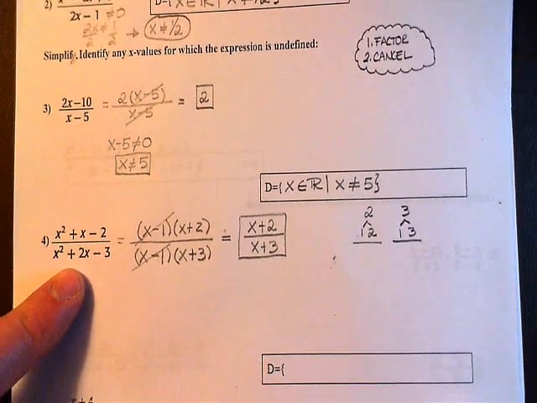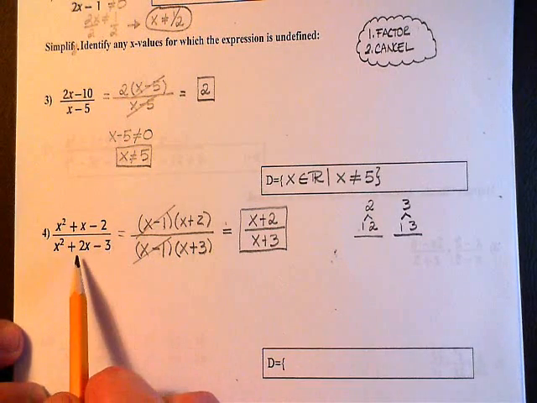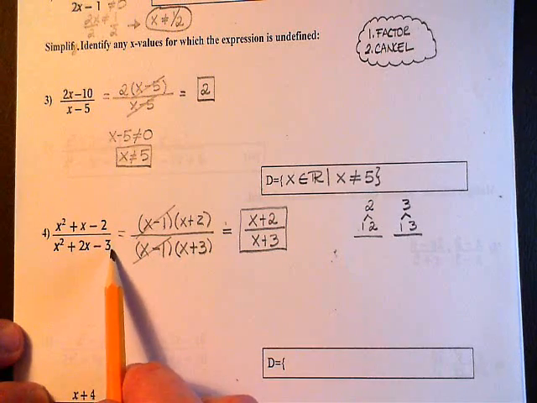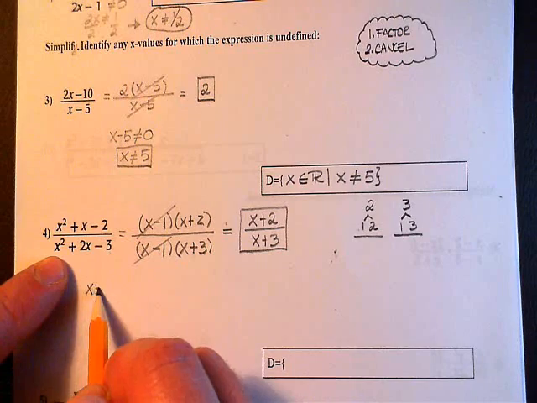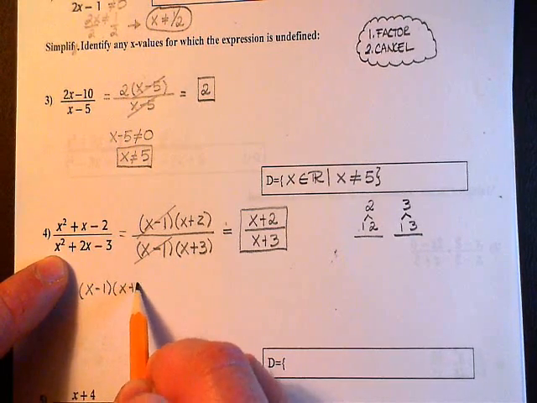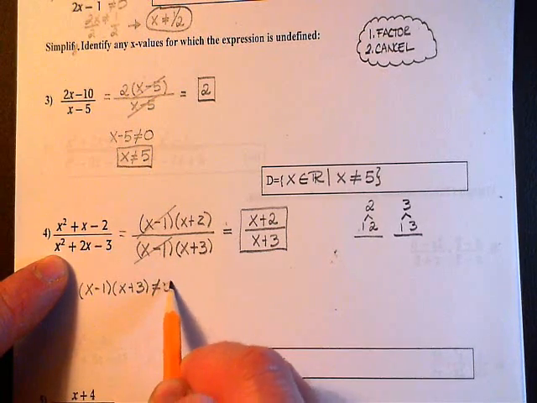Okay, we also need to remember we have to do our domain. So how are we going to do our domain? We look at our denominator in its factor form. So here's my denominator. Then I factored. So my denominator was equal to x minus 1, x plus 3. Okay, and I set it to different than 0.